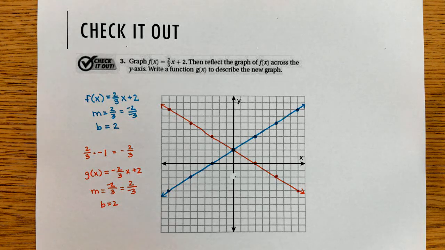So we took f of x equals 2/3 x plus 2 and reflected across the y-axis. So you just take your slope and multiply it by -1 to get your new graph. You keep the same y-intercept.